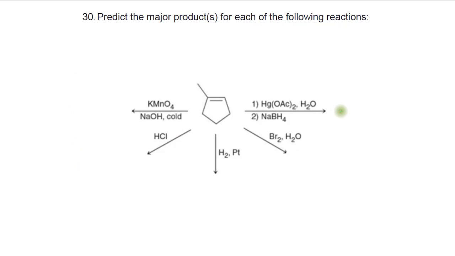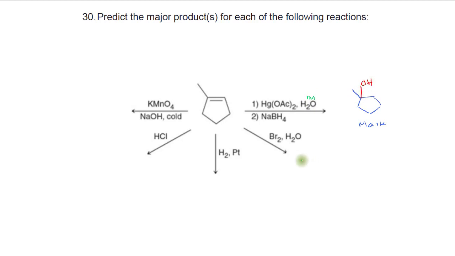For each of these reactions, we're going to predict the major product. An alkene that's substituted, so we have an asymmetric alkene here. This is going to undergo a reaction with mercuric acetate and water, where water is the nucleophile. This is going to give us the Markovnikov product. Our carbon skeleton will be the same. In this case, the nucleophile, which is water, is going to add to the carbon that is more substituted. So our alcohol is going to add here.